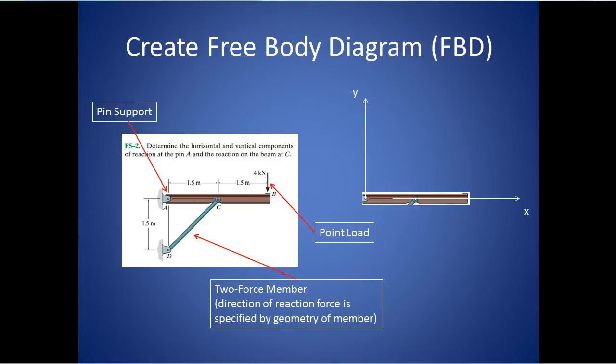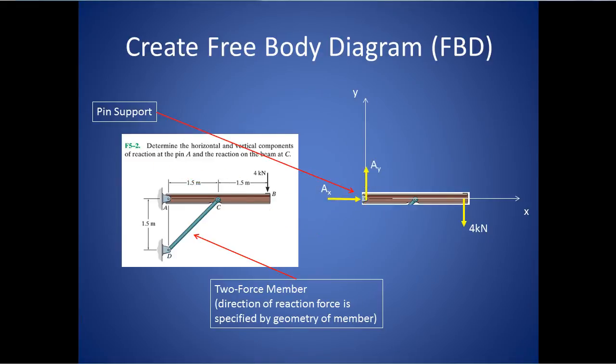The next step in the process is to create a free body diagram. We do this by redrawing the body of interest and placing it within a 2D Cartesian coordinate system. We then add to the diagram the external loads and the support reactions that are defined by the problem at hand. The problem under consideration has an external loading which is a 4 kilonewton point force. The pin at support A produces a general reaction force.